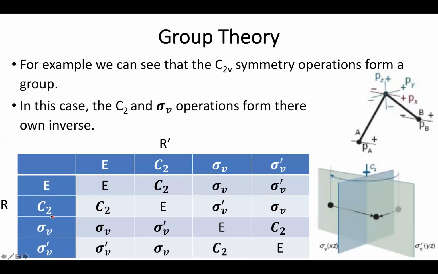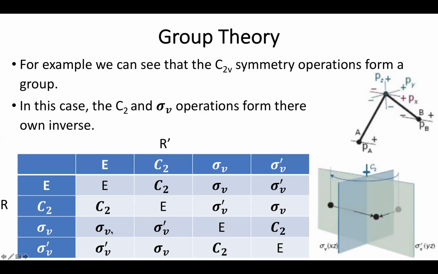So in this case, if I do a C2 rotation, so I rotate 180 degrees, and then I reflect across the sigma V axis, this is the same thing as having done a single mirror image across the sigma V prime axis. So these two symmetry elements, when combined, are the same thing as just taking a mirror image across the sigma V prime axis. And again, it doesn't matter in which order I perform these two operations. It will be equivalent.